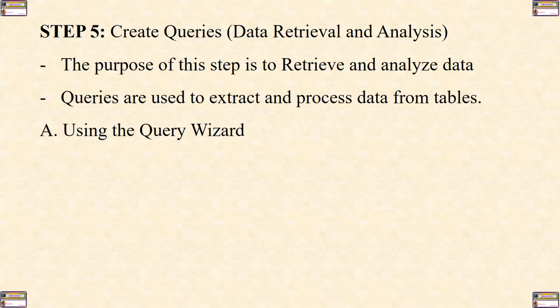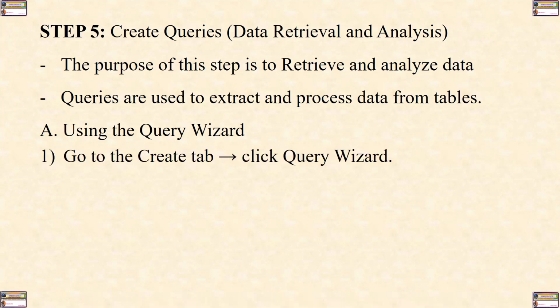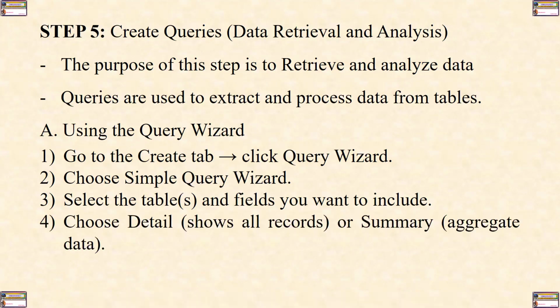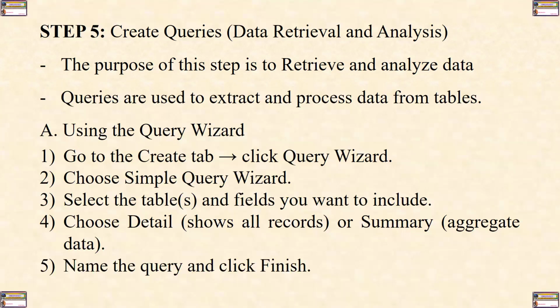There are a number of ways of doing that. You can either use the query wizard or the design view. If you want to use the query wizard, you click on the create tab, click on query wizard, then you choose simple query wizard. You select the tables or fields that you want to include. Then you choose detail, which shows all the records, or summary, which is aggregate data. Then you name your query and you click on finish.